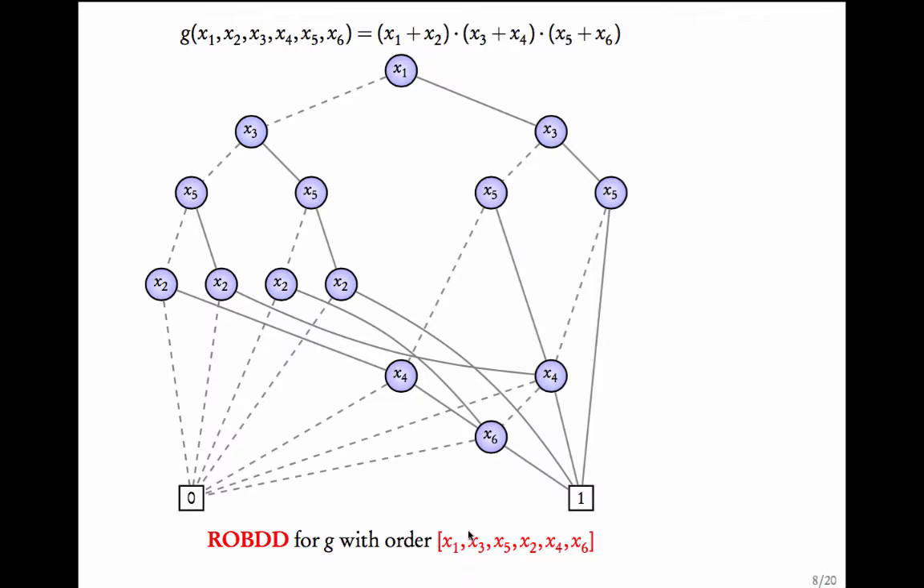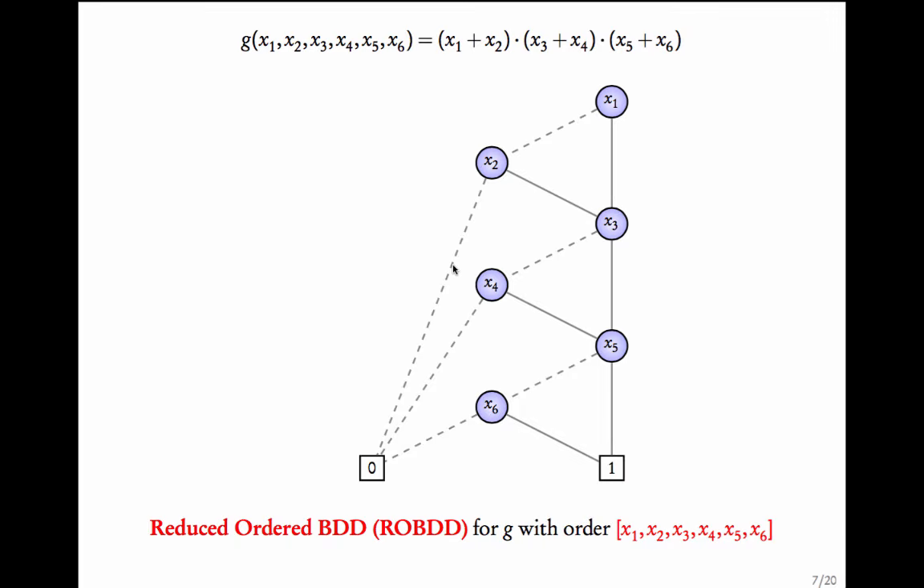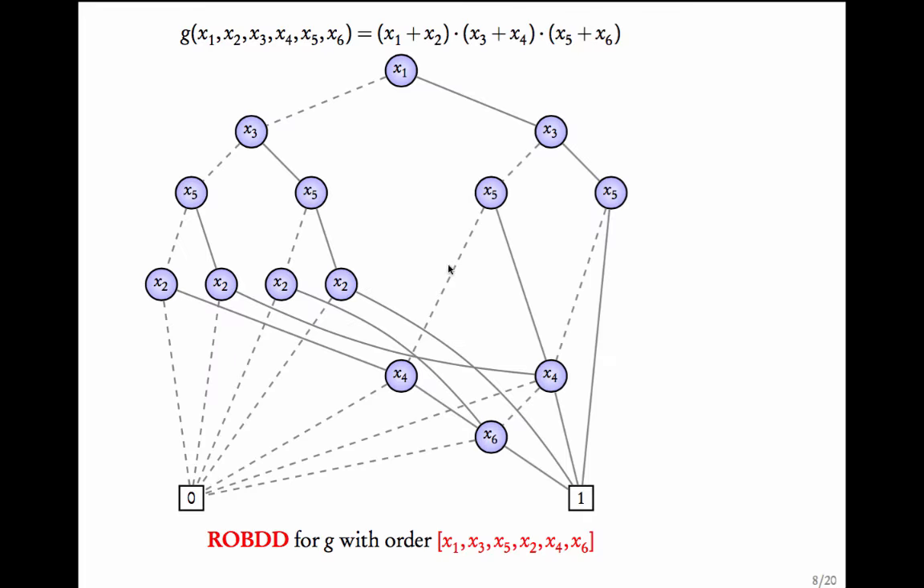However, if you had chosen a different ordering x1, x3, x5, x2, x4, x6, then the ROBDD, the reduced ordered BDD, will have these many nodes. You won't be able to reduce it further. This ordering gave us a very succinct representation. However, with a different ordering, we get a huge ROBDD. So this Boolean function g is sensitive to ordering.